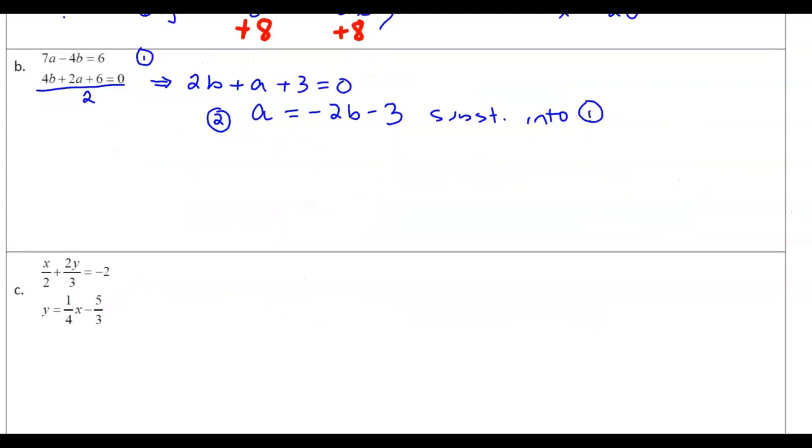Okay. So now if I do that into equation 1, I'll have 7 bracket minus 4b equals 6. And what goes in the bracket is the expression for a, which is negative 2b minus 3. And now expand the brackets and solve for b.